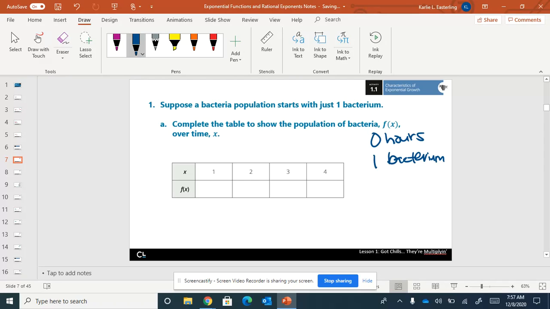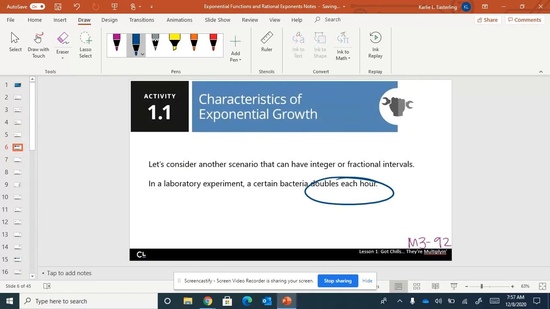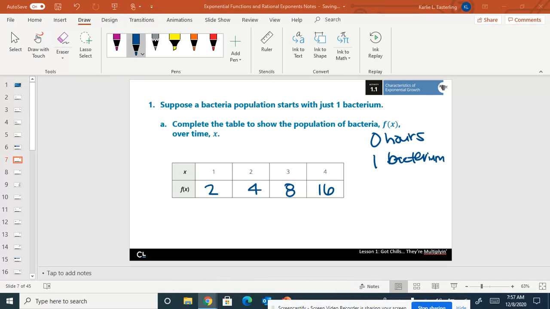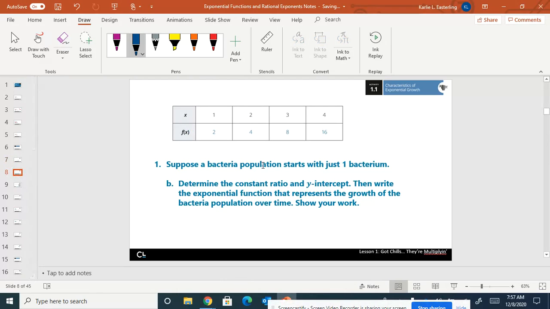So if we're going from 0 hours to 1 hour, and it doubles each hour, we are going from 1 plus 1, which will give us 2. To get to the second hour, we'll do 2 plus 2, which gives you 4. 4 doubled is 8, and 8 doubled is 16. So let's go ahead and click over to the next question. So 2, 4, 8, 16, we filled in our table correctly.